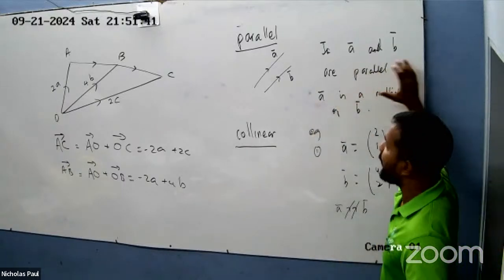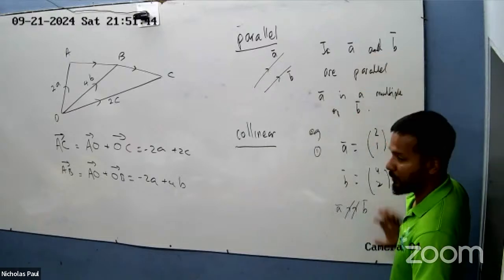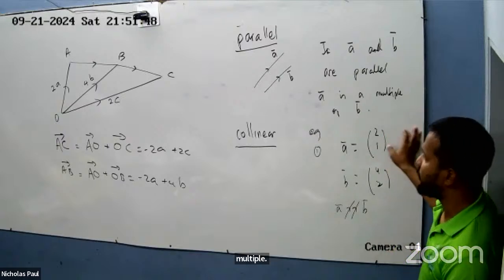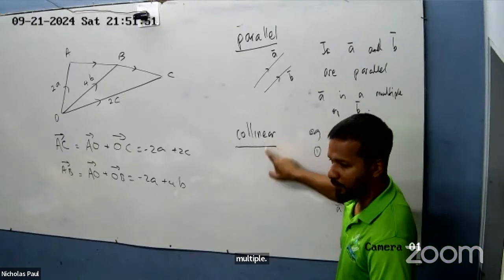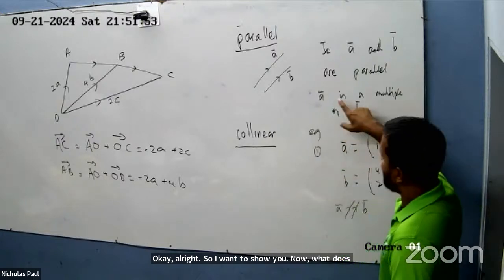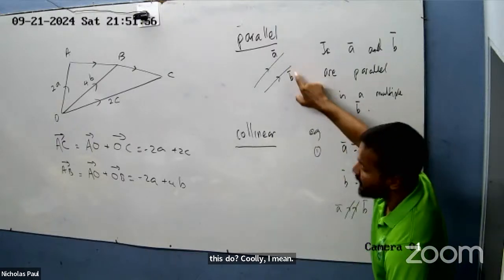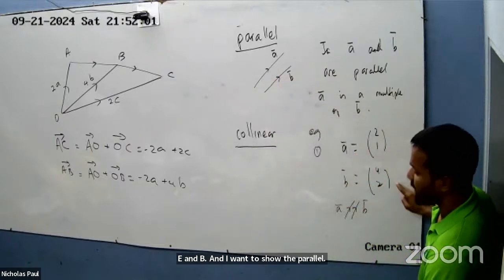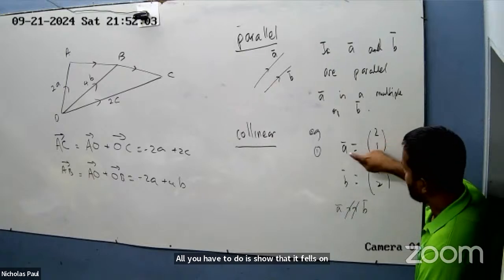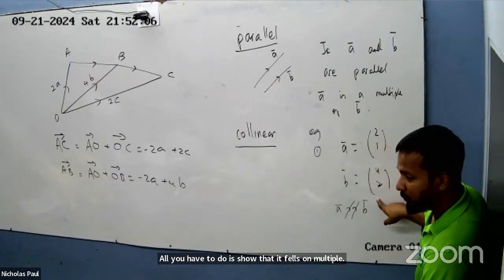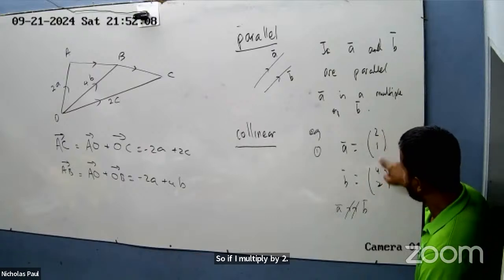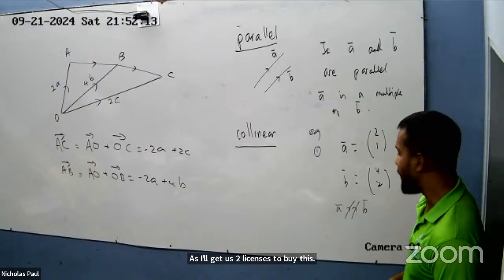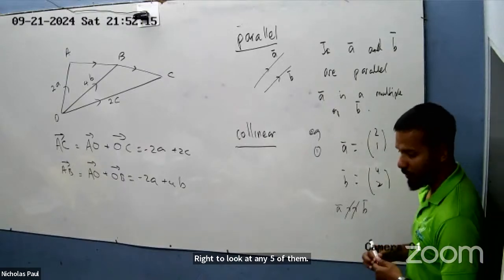All right, so how do we show parallel vectors? They are multiples of each other. Are you okay with that? All right, so I want to show you now what the term collinear means. So if you have two vectors, right, A and B, and you want to show they're parallel, all you have to do is show that the vectors are multiples of each other. So if I multiply A by 2, I'll get this, 2 by this is this, 2 by this is this, right? So both of them are parallel, once you can show that they are multiples of each other.